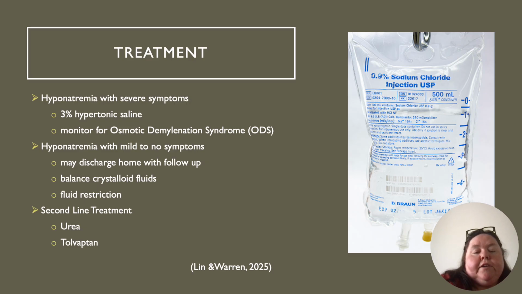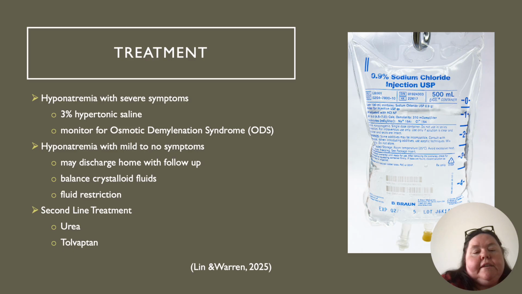So the correction rate that you want to see is less than 8 to 10 millimoles every 24 hours. So that's why it's important when you correct potassium or sodium that you're checking it every 4 to 6 hours. Patients who present with hyponatremia with mild to no symptoms can often be discharged and followed up by their primary physicians, or receive some balanced crystalloid fluids and placed on fluid restriction of 1,000 cc's a day. And they will also have their sodiums monitored every 4 to 6 hours.